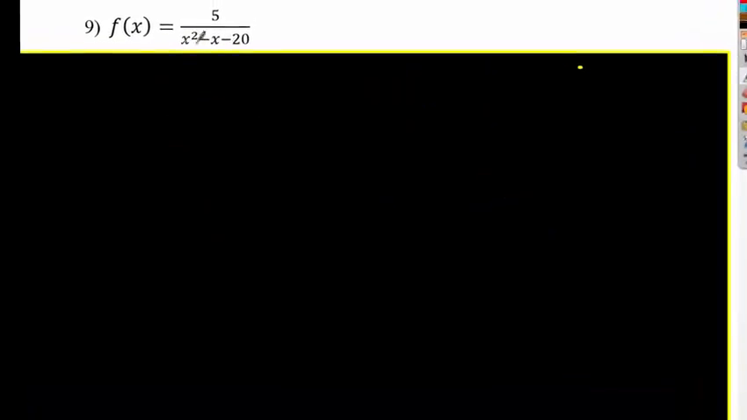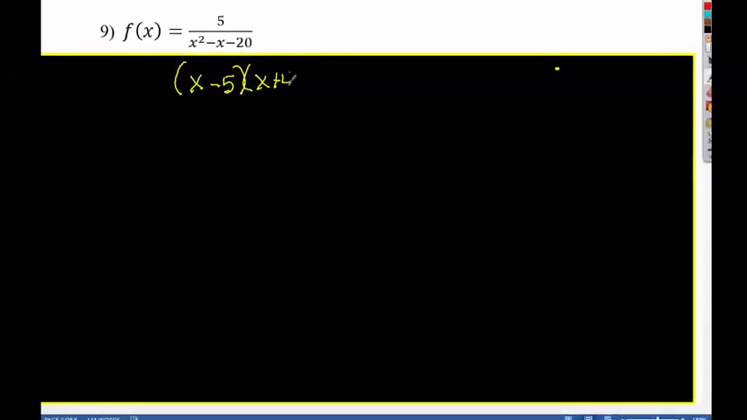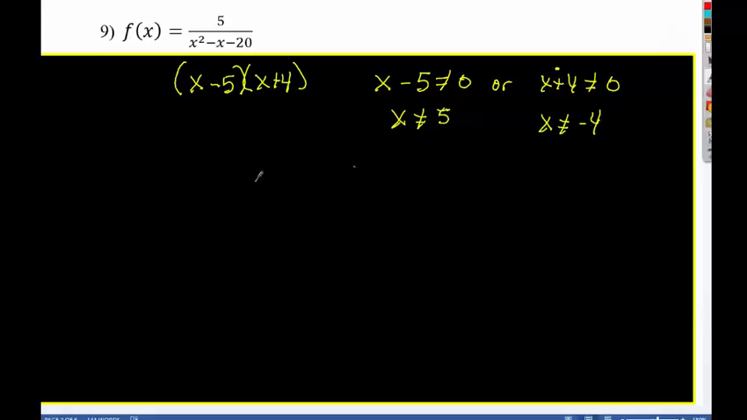So for number 9, we're thinking, well, I've got to factor this. Anytime I see an x squared, I should think, can I factor this? Well, this factors to x minus 5 and x plus 4. I have a denominator, and the denominator can't equal 0. So therefore, x minus 5 cannot equal 0, and x plus 4 cannot equal 0. So x cannot equal 5, and x cannot equal negative 4.